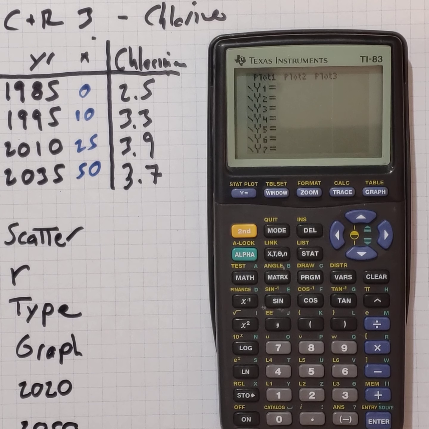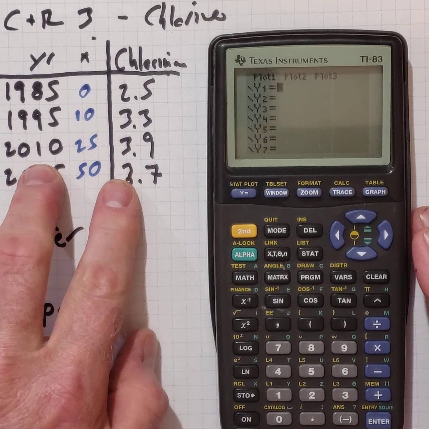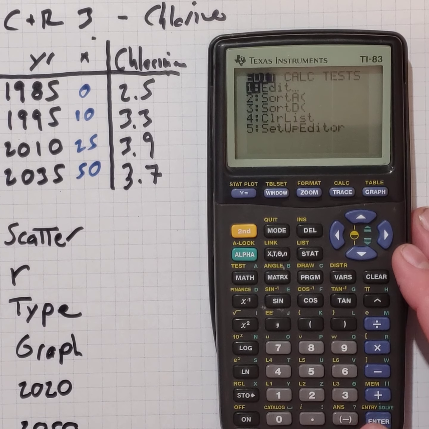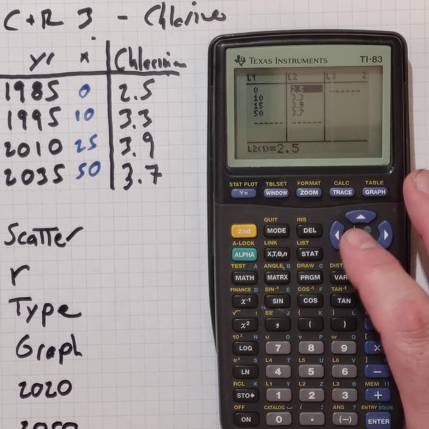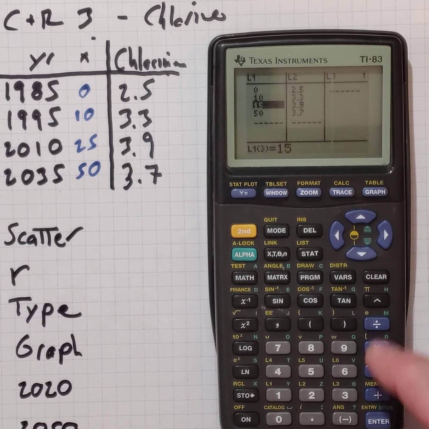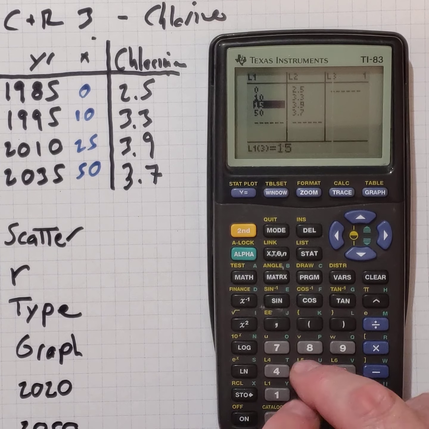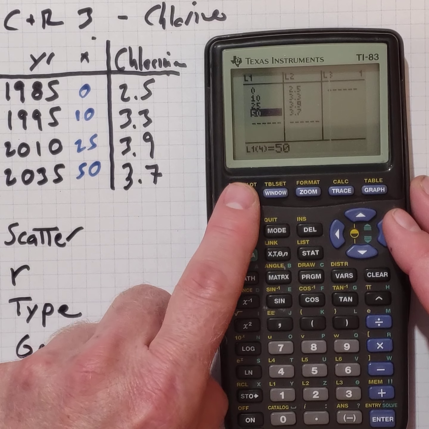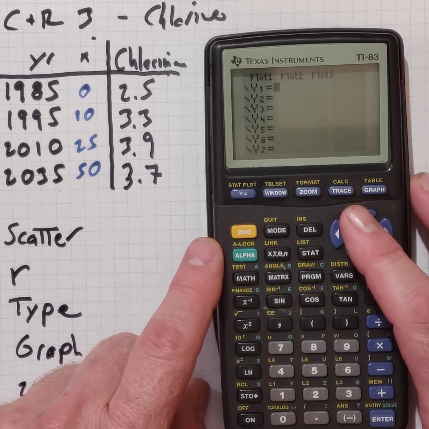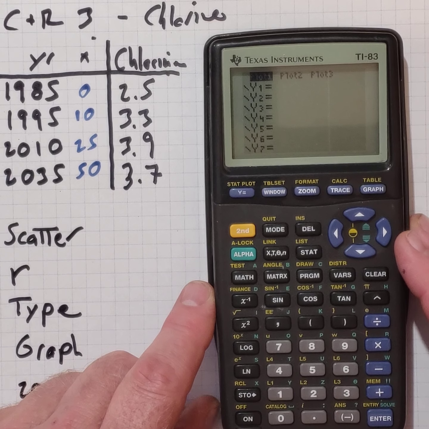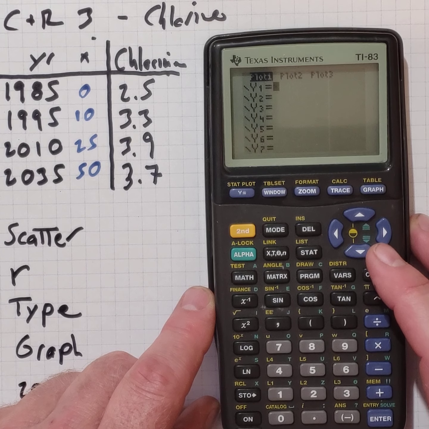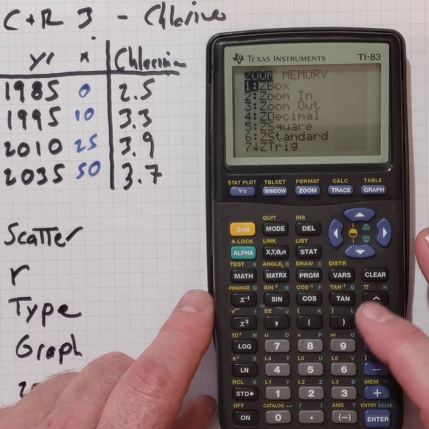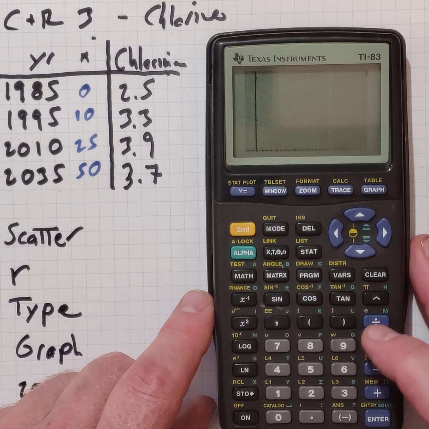And I put the stuff in the calculator already. I made a mistake, so I'm going to have to fix that. First thing we want to do is go to Stat, Enter, and that gives us our place to put our numbers in. I put in a 15 for 2010, should be a 25. And then we go to Y equals and go up, turn on plot 1, and then do zoom 9, which is zoom stat.